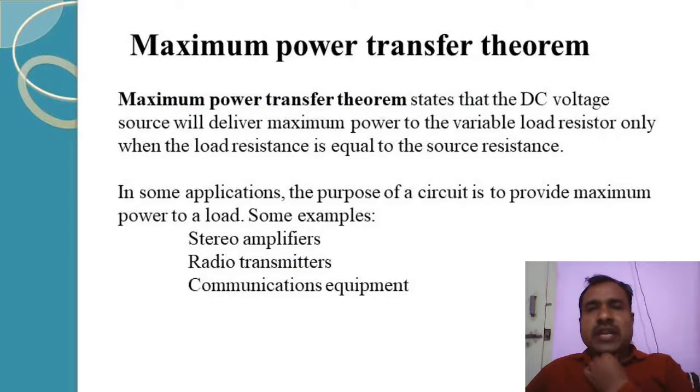Maximum Power Transfer Theorem states that the DC voltage will deliver maximum power to the load only when the source resistance and the load resistance become equal. If it is an AC circuit, the AC source will deliver maximum power to the load only when the source resistance is the complex conjugate of the load resistance.